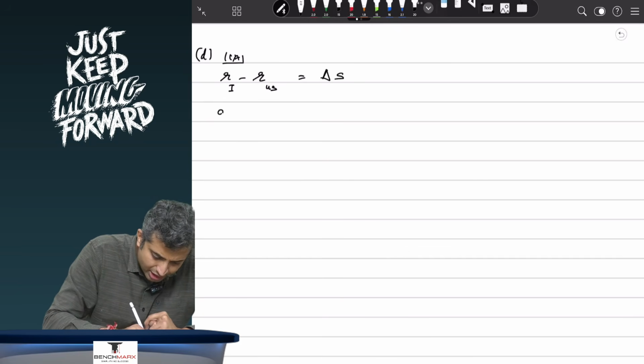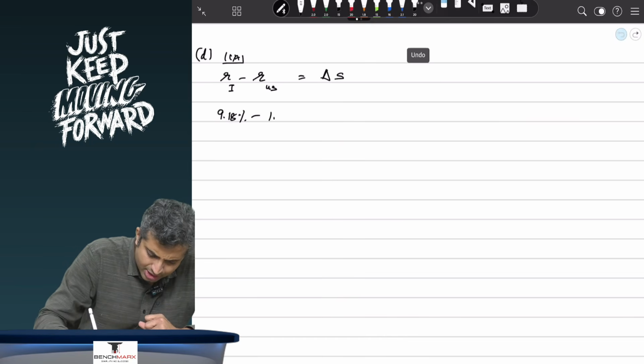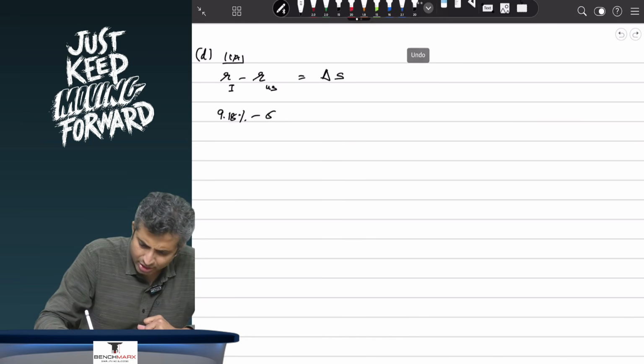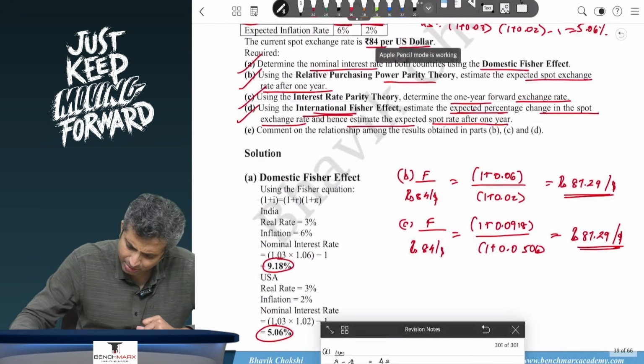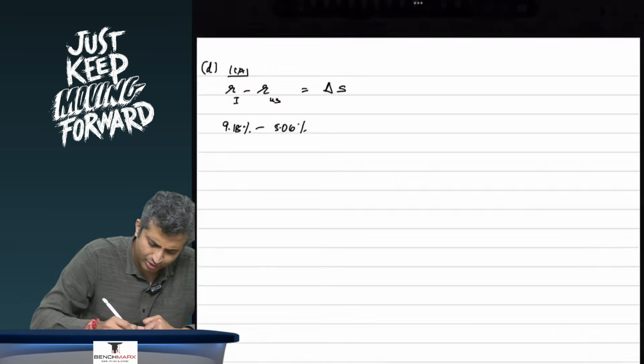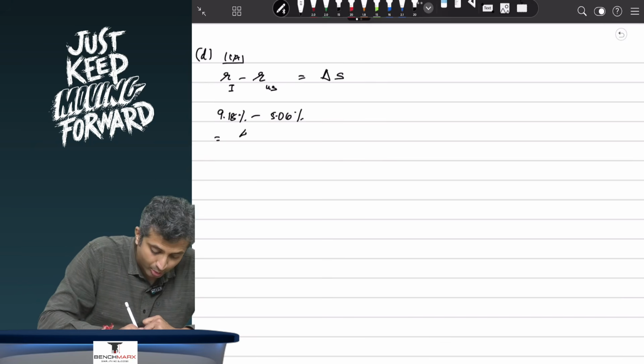So if I look at the rate in India, which is 9.18%, minus the rate in the US, which is approximately 5.06 percent, this will be around 9.18 minus 5.06. This is around 4.12%.